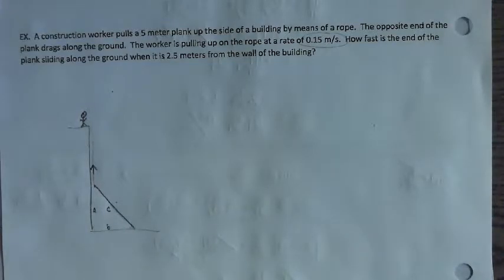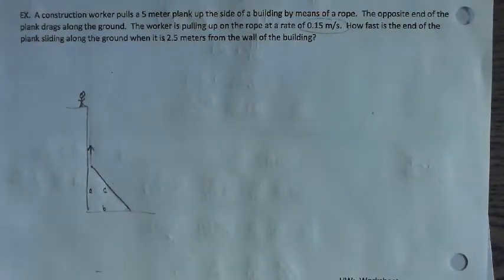So if the worker is pulling up on the rope at a rate of 0.15 meters per second, is that dA/dt, dB/dt, or dC/dt? Take a minute because we have time to try to see what things you can label here: A, B, C, dA/dt, dB/dt, dC/dt, based on what's given.